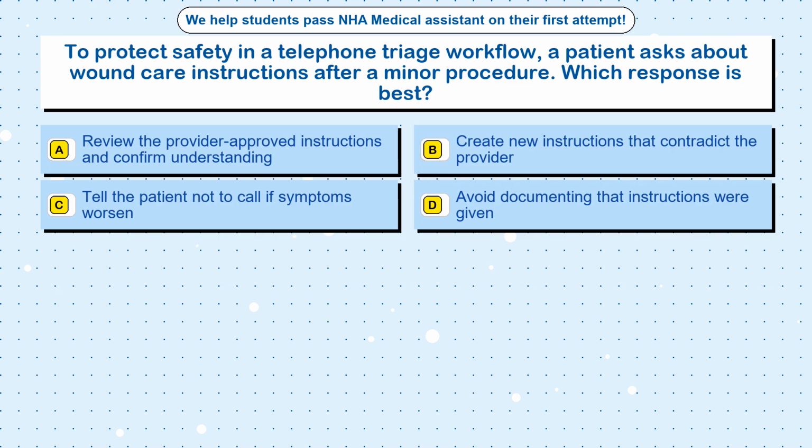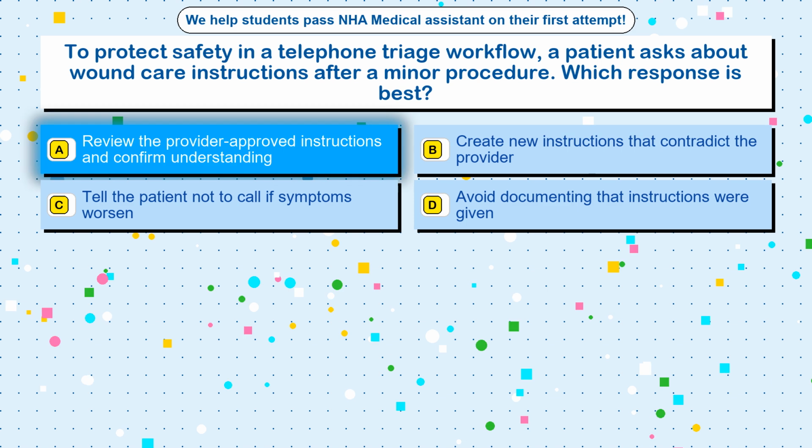Question 34. To protect safety in a telephone triage workflow, a patient asks about wound care instructions after a minor procedure. Which response is best? Option A, review the provider-approved instructions and confirm understanding. Option B, create new instructions that contradict the provider. Option C, tell the patient not to call if symptoms worsen. Option D, avoid documenting that instructions were given.